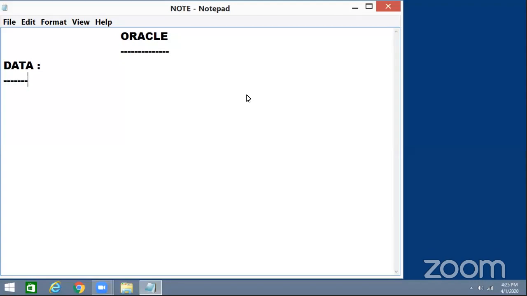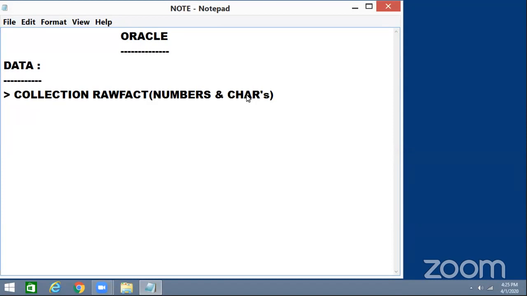What exactly is data? Data is simply a collection of raw facts. And what are raw facts? Numbers and characters. These are what we call raw facts.